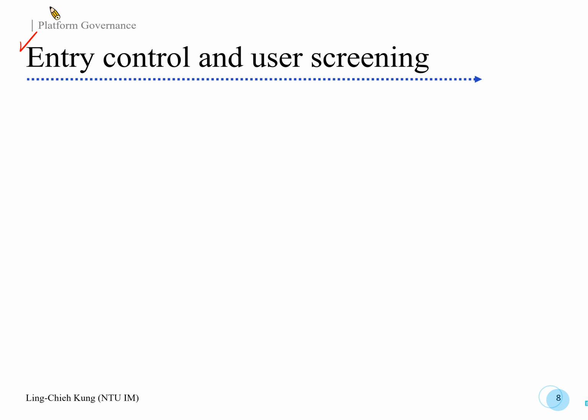Okay, so our next issue, somewhat similar to the previous one but a little bit different, is about entry control and user screening. So what's this? Basically, entry control is about whether you want to allow someone to enter. User screening is about whether you want to look at this user's background and information to see whether they are allowed to join or not. If you are a platform, you need to think about these.